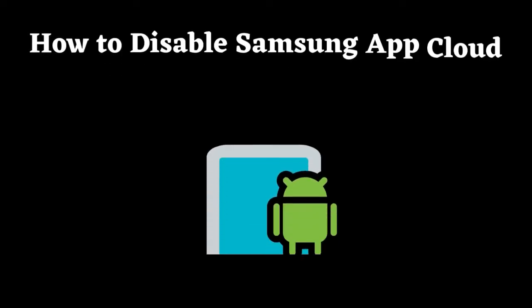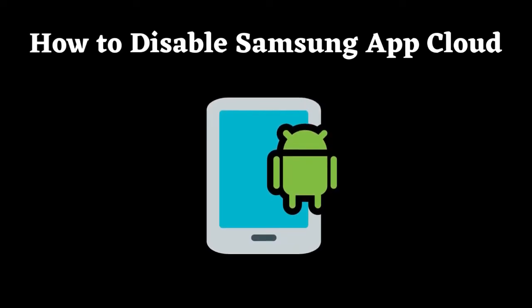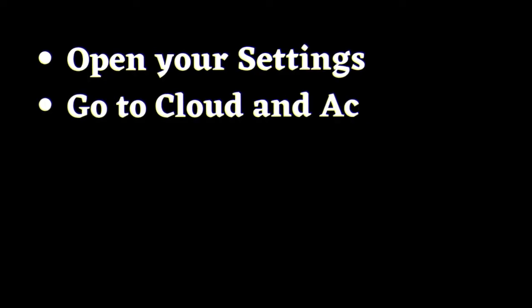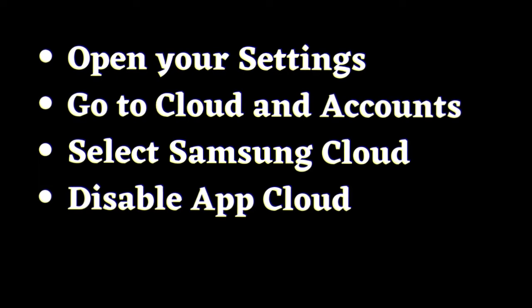How to disable Samsung AppCloud? Disabling Samsung AppCloud is quick and easy. Here's how. Open your settings. Start by opening the Settings app on your Samsung device. Go to Cloud and Accounts. Scroll down and tap on Cloud and Accounts.